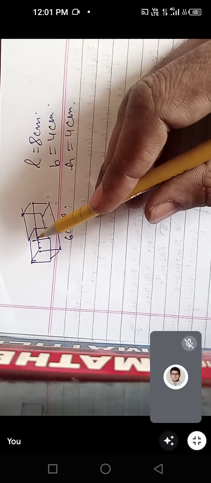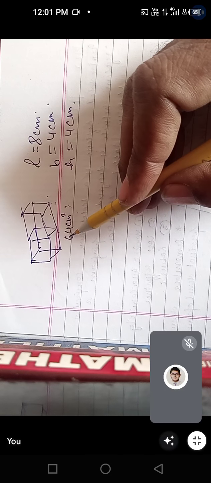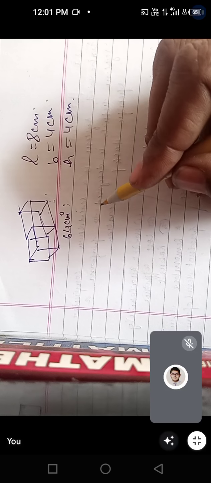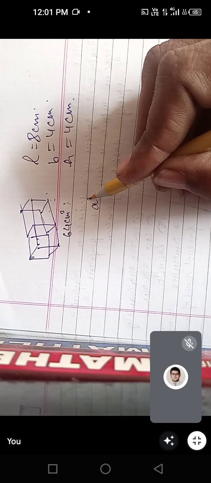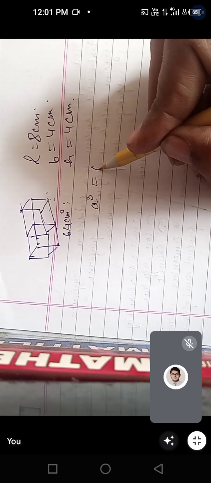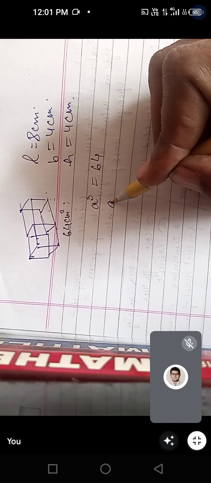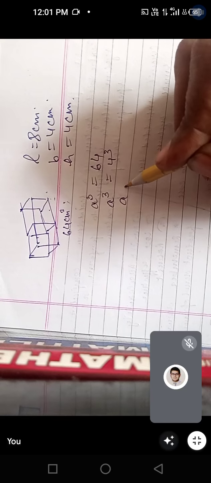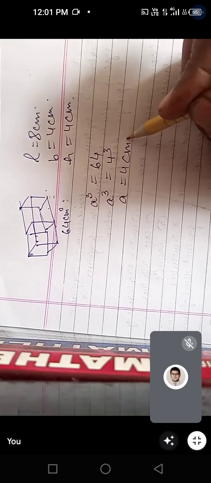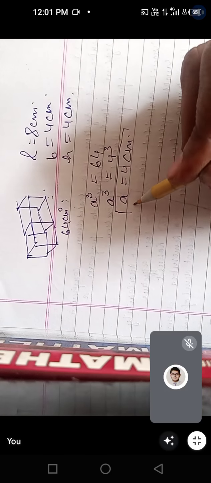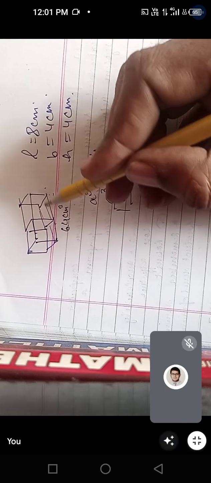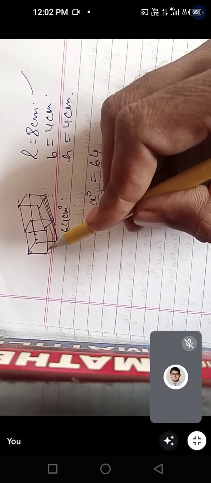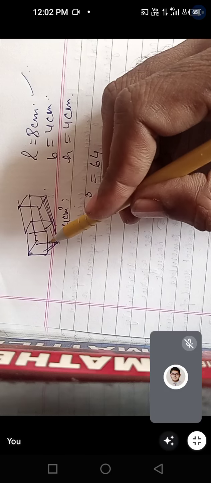This is a cube here. Its volume is given as 64 cm³. So the volume of a cube is side cube, a³ equal to 64. So a³ is equal to 4³, so a is equal to 4 centimeters. So the side of each cube is 4 centimeters. This means this is 4 and this is 4. 4 plus 4, 8. The total length will become 8. Breadth will be only 4 and height will be 4.